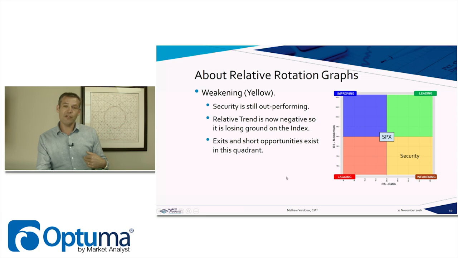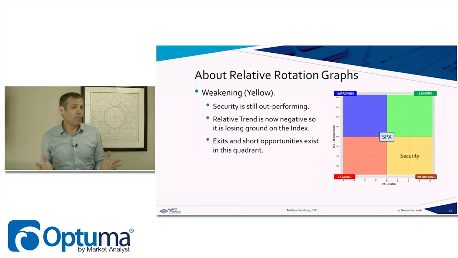As we go around the quadrant, you can see now the security is in weakening. Again, using our analogy of the truck and the car, this is a scenario where the car is out in front, it's been outperforming, but what's happening now is it's starting to slow down, and the truck is starting to catch up.